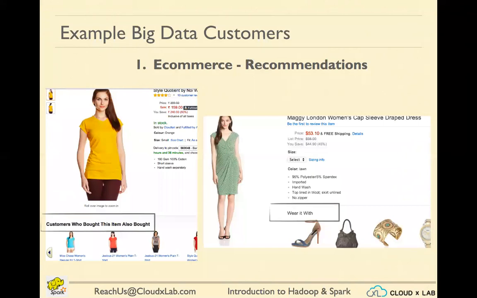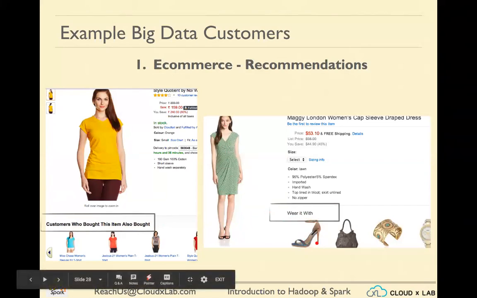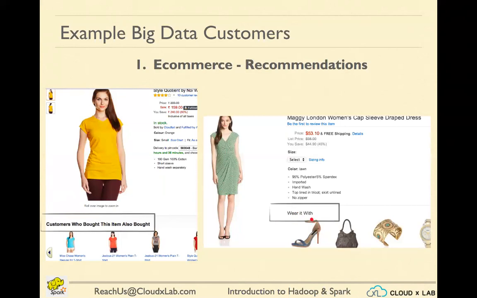All right. Now, there are multiple kinds of e-commerce, multiple kinds of recommendations. Like here, there are customers who bought this also bought that. The other kind of recommendations is wear it with this. These kinds of recommendations are generally curated, but now they also have been automated by way of data. So the more data we have, the better will be the recommendations.